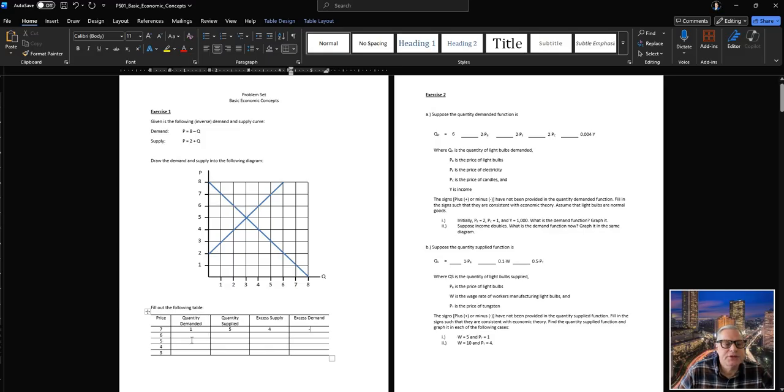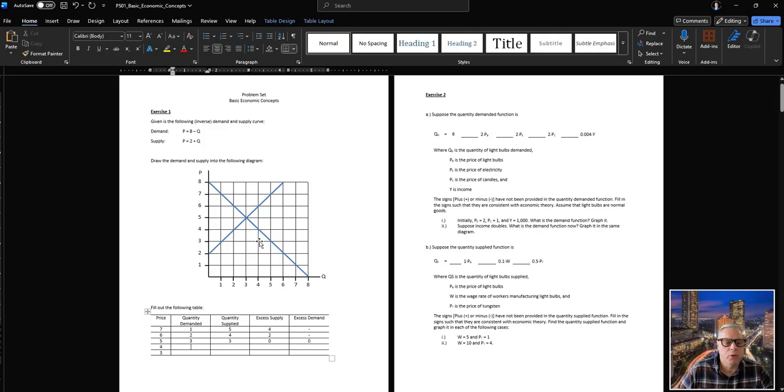So at the price of 6, quantity demanded is 2. Okay, so quantity supplied is 4, and we still have excess supply of 2. Then at the price of 5, an important concept: quantity demanded is 3, quantity supplied is 3, so that's the equilibrium, so we have neither excess supply nor excess demand.